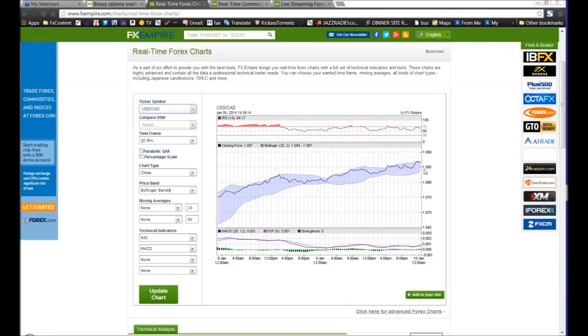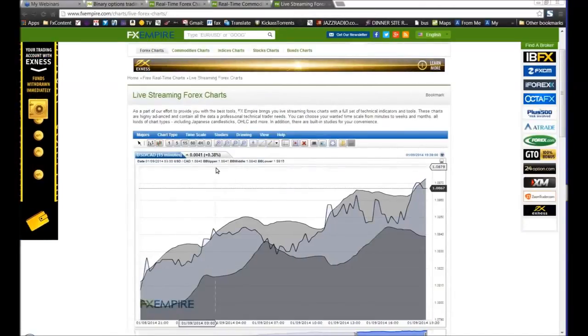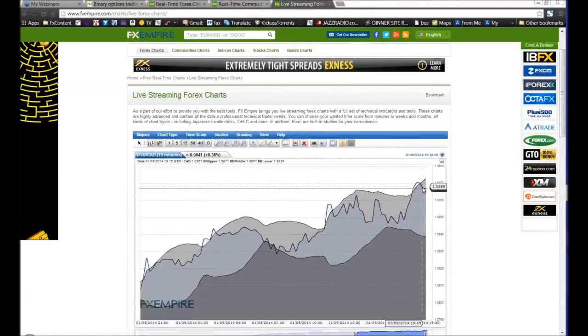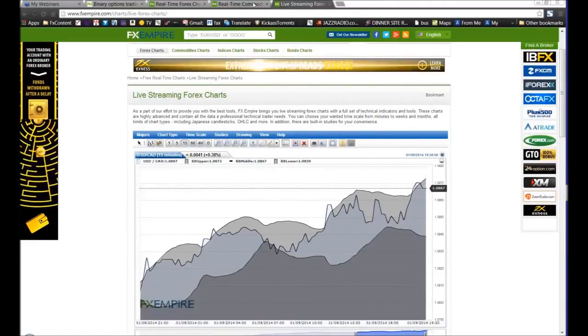Now, we can see that this chart, now that we've updated, is mimicking the live streaming 15-minute chart exactly the same. You see this a little bit more broad here in the Java chart, okay, which is a live streaming chart. So we can see this exactly accurate here.